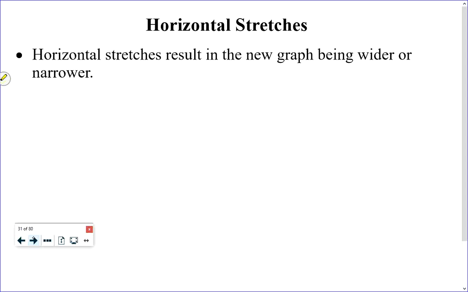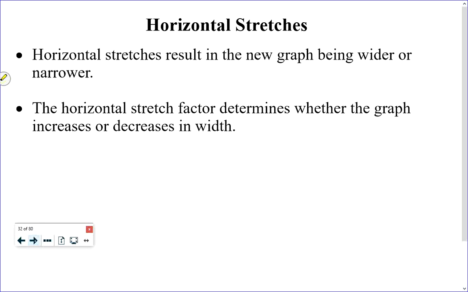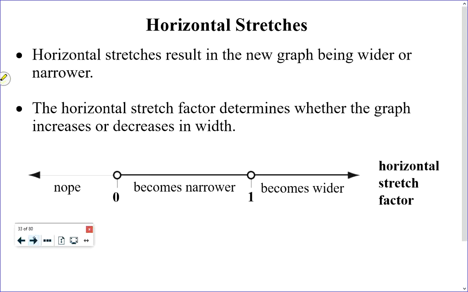Horizontal stretches, well, I think if you get that, you get this. A horizontal stretch results in the new graph being wider or narrower. The horizontal stretch factor is going to be a number which tells us whether it gets wider or narrower and by what factor. And the same thing is true here. On a number line, if you look at numbers that are horizontal stretch factors, we don't have negative horizontal stretch factors. By the way, if the parameter that's going to tell us the stretch factor is negative, then there's a reflection as well. Okay, that's where we're going with this.